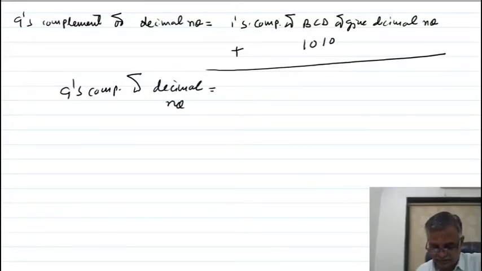Listen again. The 9's complement of a decimal number, which we already did, can be obtained by subtracting each decimal number from 9. This is another way. The 9's complement of a decimal number is equal to the first complement of the BCD of the given decimal number plus 1010. Means you have to add 1010 to the first complement of the BCD of the given decimal number.